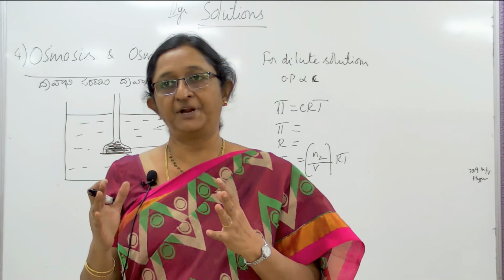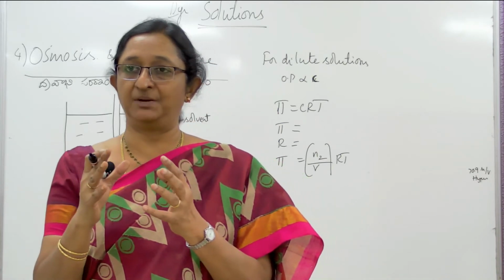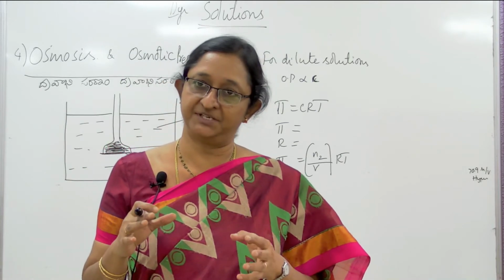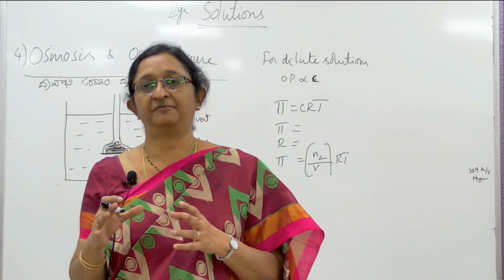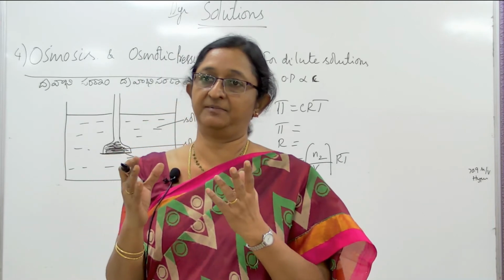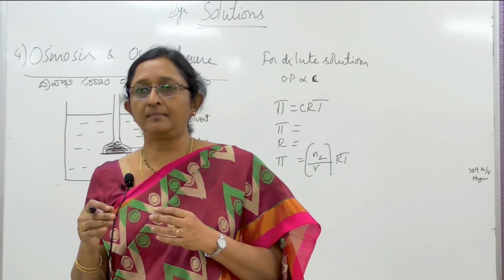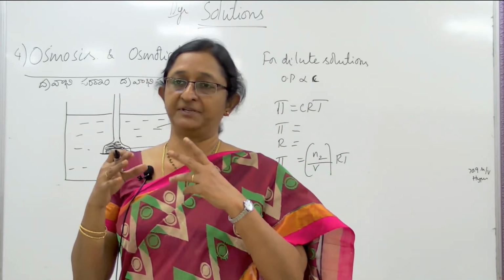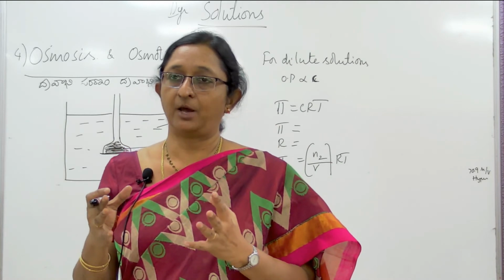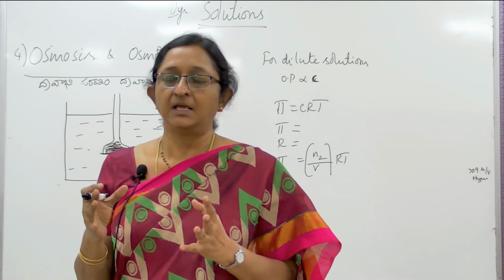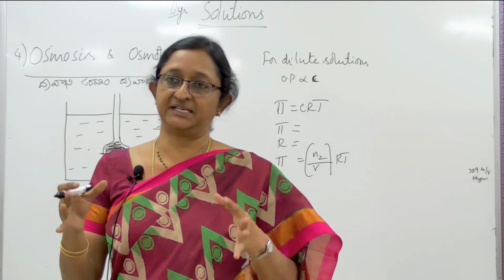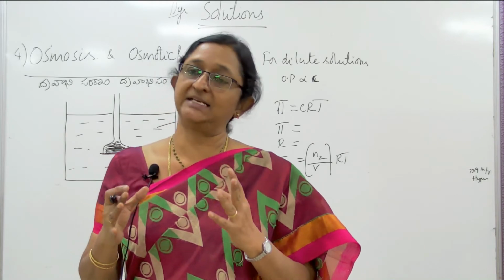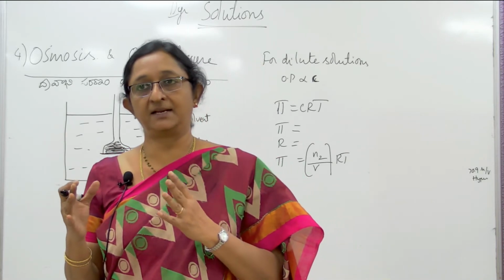So the fourth colligative property is osmosis and osmotic pressure. Osmotic pressure is a colligative property. I think you must have observed in your houses when pickles are made, when we take raw mango pieces and keep them in salt, after a few days we observe that the mango pieces have shrunk. Or wilted flowers, when they are kept in fresh water, once again they become fresh.